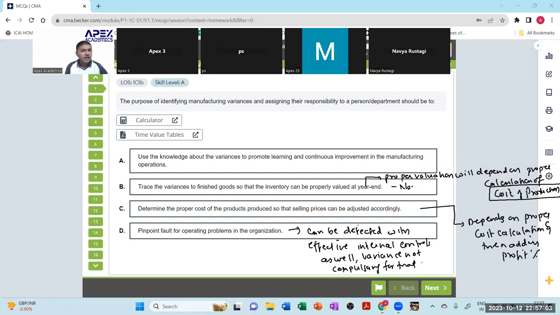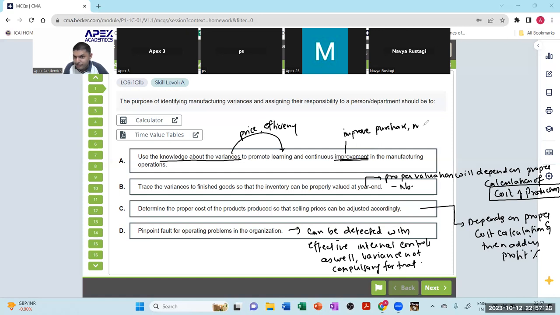Am I clear about this? Using the knowledge about the variances to promote learning. Material prices are so and so. How will the prices you can buy things for better? What is the efficiency? Can you bring about an improvement? Yes, you can improve costing, or rather, I would say, you can improve purchase.